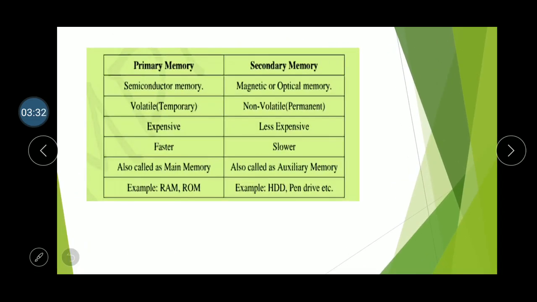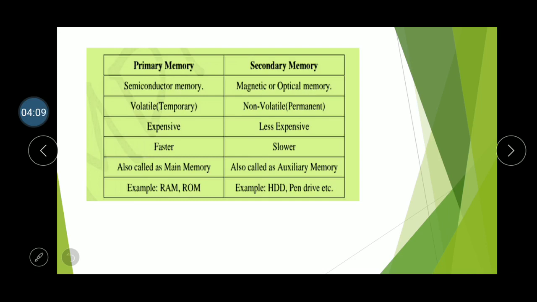The difference between primary memory and secondary memory. Till now we discussed what primary memory is and what secondary memory is. So now, what is the difference between primary memory and secondary memory? Primary memory is semiconductor memory and secondary memory is magnetic or optical memory. This is the first difference. Second, primary memory is volatile, that is temporary. Secondary memory is non-volatile, that is permanent.